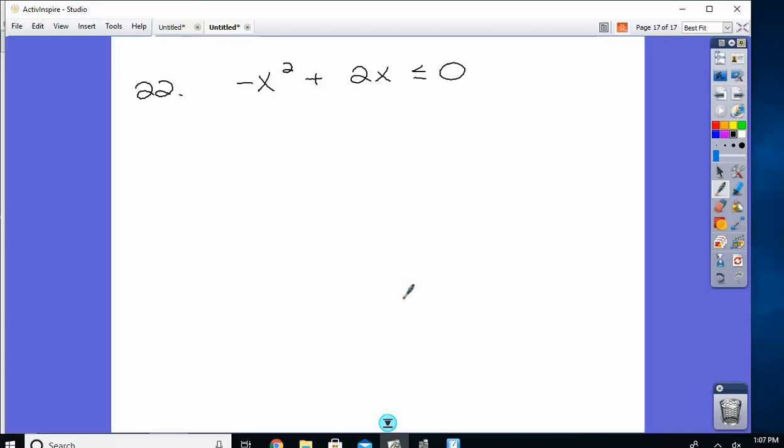So then the next thing we look at, can I do box method here? No, I don't need to. I only have 2 terms. What can I do? Pull out a negative x. Yeah, if you only have 2 terms, look at your greatest common factor. So we can pull out a negative x.